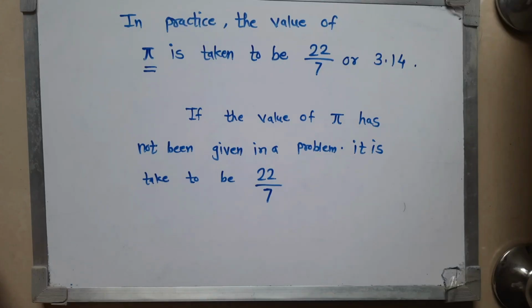In practice, the value of pi is taken to be 22 upon 7 or 3.14. If the value of pi has not been given in a problem, it is taken to be 22 upon 7.